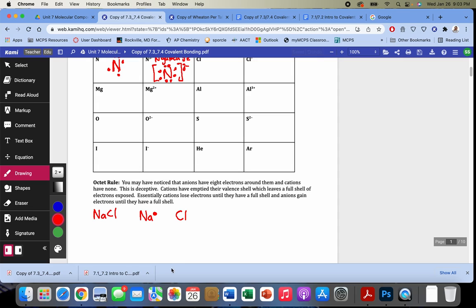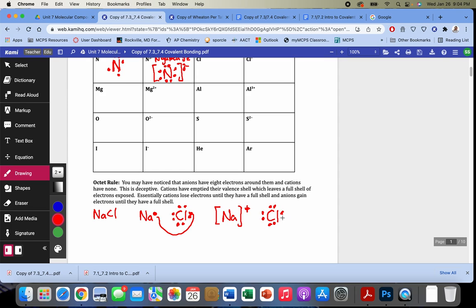So we'll draw one valence electron. Chlorine has 7 valence electrons, so 1, 2, 3, 4, 5, 6, 7, right? Well, if sodium were to donate this over to chlorine, all of a sudden I would have Na, and it would have no valence electrons at all, so I would put it in brackets, and I would give it a plus sign, right?